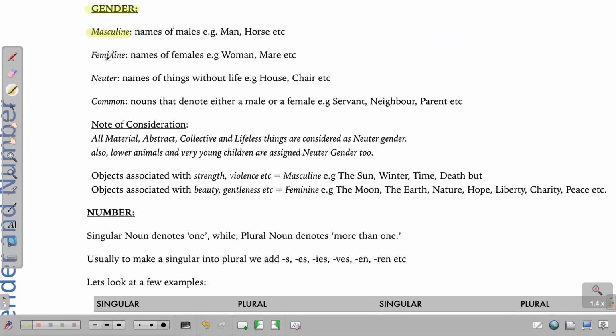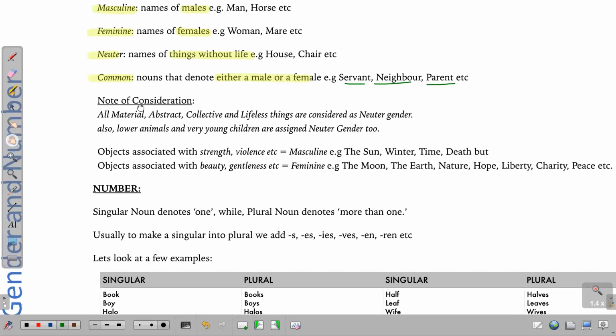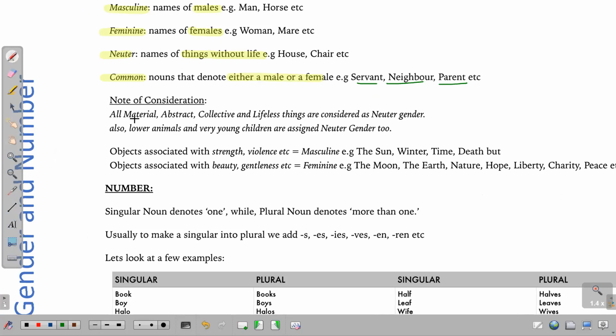We have masculine, which refers to the names of the males; feminine, names of the females; neuter, which refers to the names of things without life, the inanimate objects; and common, which denotes either a male or a female, usually professions like servant, neighbor, parent, teacher, student, etc. Also, a general note needs to be understood that all material, abstract, collective, and lifeless things are considered neuter gender.